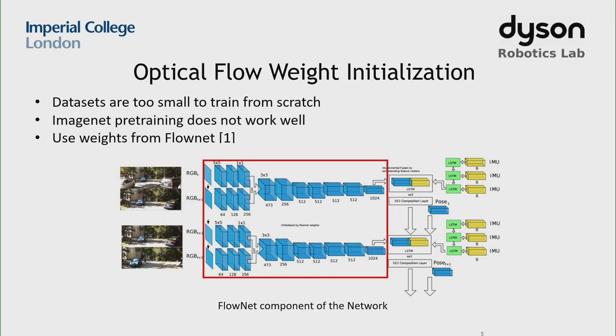To train the network, we tried training it first using just random weights and also weights initialized from an image classification model. But this didn't perform very well because our datasets for odometry are just too small to train all those weights in the network. So what we then did was use a network pre-trained for optical flow. Optical flow, for those of you who don't know, basically means estimating the movement of pixels from frame to frame in a video sequence. We used the weights from that network to initialize our convolutional network, to bootstrap our training process.